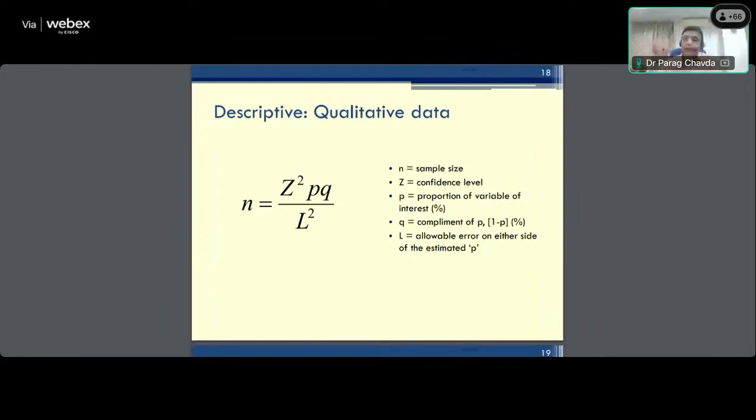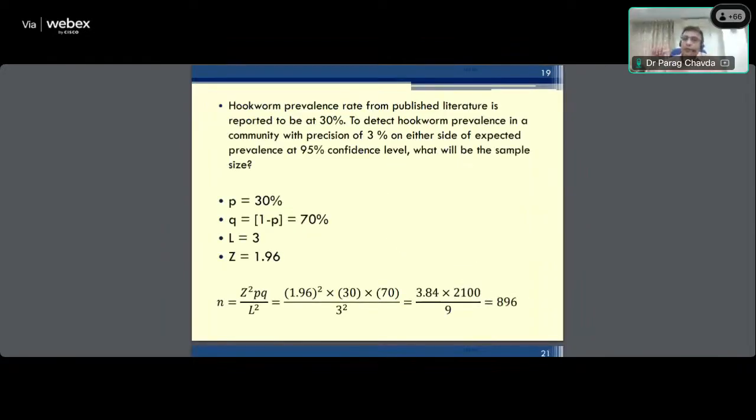एग्जांपल लेके समझते हैं. Hookworm prevalence rate from published literature is reported to be around 30%. अदर स्टडीज ने ये रिपोर्ट किया है, हमें अपने रीजन में प्रेवलेंस फाइंड करना है. To detect hookworm prevalence in a community with precision of 3% on either side of the expected prevalence, which means कि अपने स्टडी में अगर वो 20% prevalence मिला तो 3% precision का मतलब ये है कि एक्चुअल प्रेवलेंस स्टडी में हो सकता है 17% टू 23%, ये रेंज में कोई भी हो सकता है.